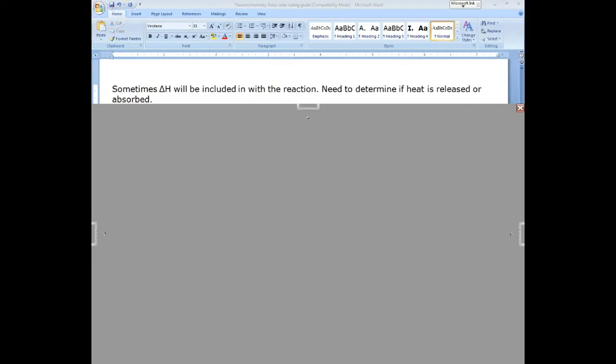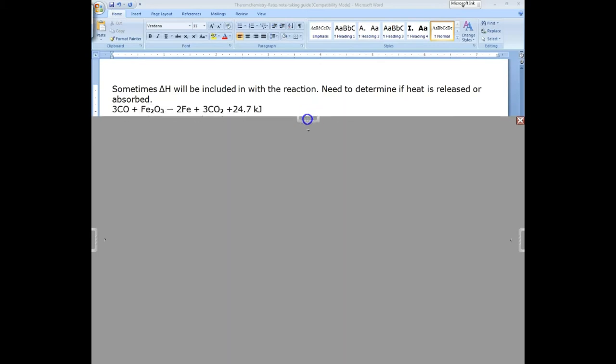Sometimes we're going to find heat written within a reaction. We need to determine if heat is released or absorbed in order to determine whether this is an endothermic reaction or an exothermic reaction. So let's look at an example like this.